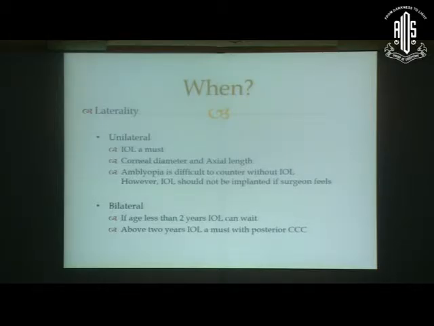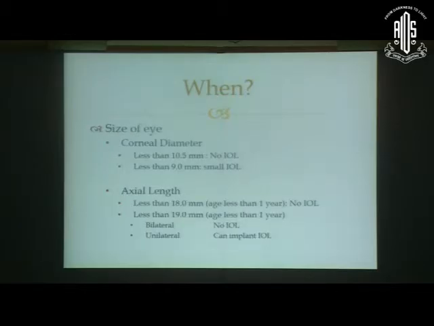For bilateral cases, yes, we can wait, because we know that the amblyogenic factor is not that bad. Both the eyes are affected. We can leave them aphakic, and if the child's age is more than 2 years, then we can implant an IOL. After 2 years, we can put an IOL. But the most important thing again here, as sir has said, is that we should do a posterior capsular access in almost all cases. I do it till 8 years of age and in uncooperative patients.